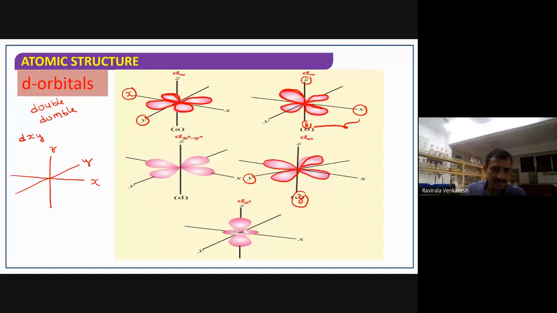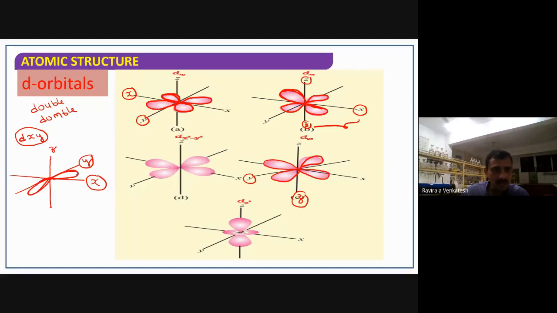First take the Z axis, Y axis, X axis. Now what orbital are they asking here? The DXY orbital. Now I have to make an orbital between X and Y. Understood here? Where is X here? Here. Where is Y here? Here. Now between X and Y, I have to draw an orbital like this. Because they gave the XY orbital, we have to draw the orbital between X and Y. I am drawing the one.